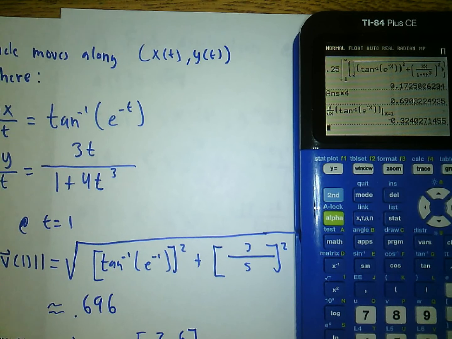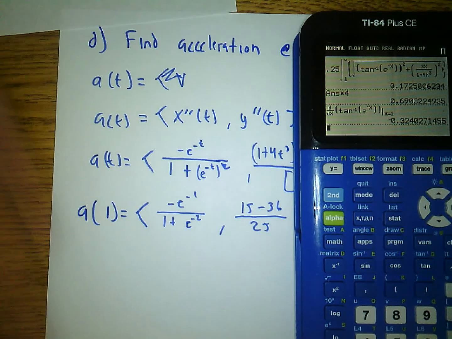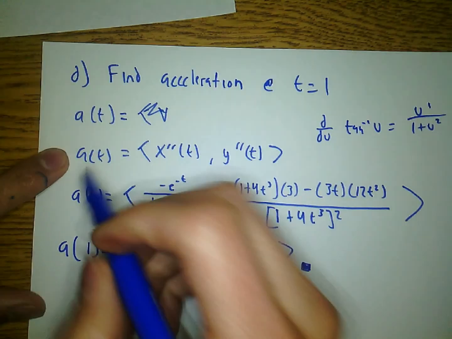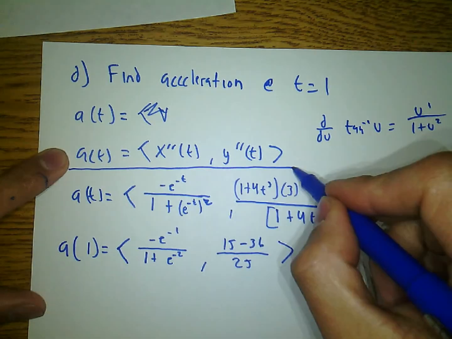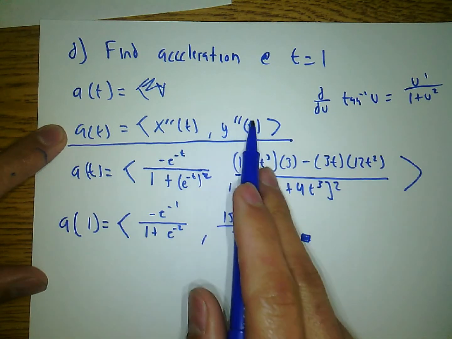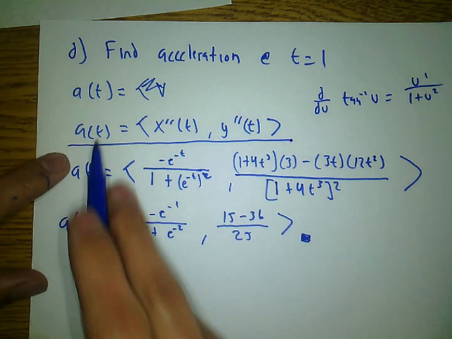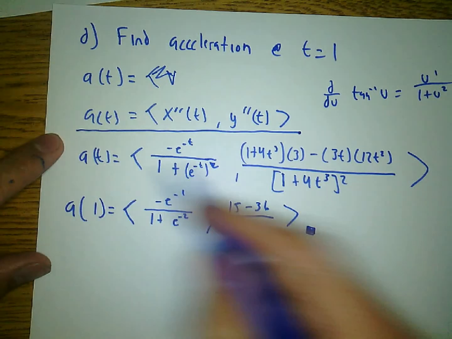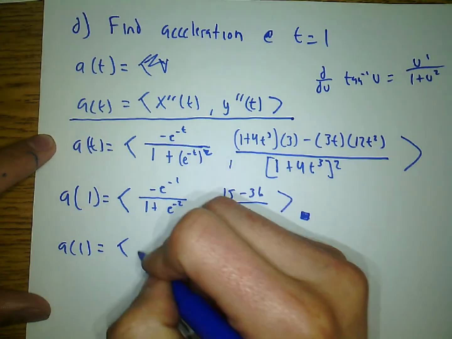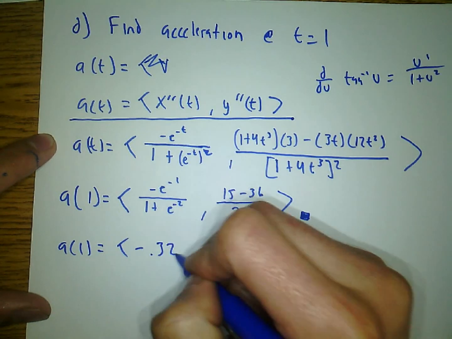And that's it. Here's a key though. If you're going to use a calculator, you need to write at least this statement down so that you show the grader that you understand how to find acceleration. And then when you do a(1), you don't have to show any work here. a(1) would be equal to, in this case, for the x component, negative 0.324.